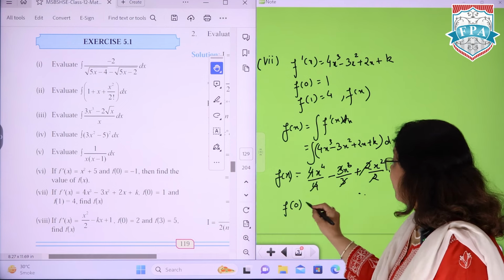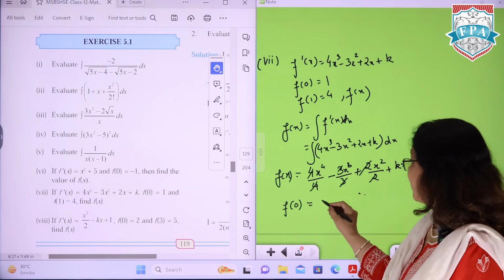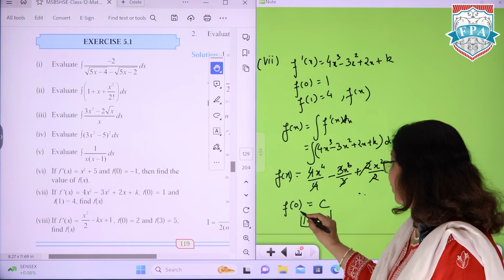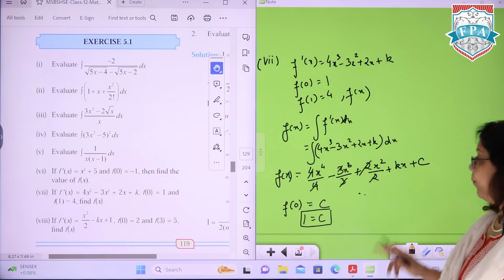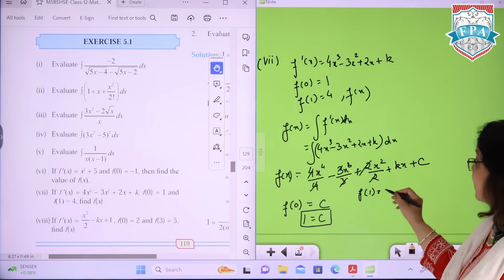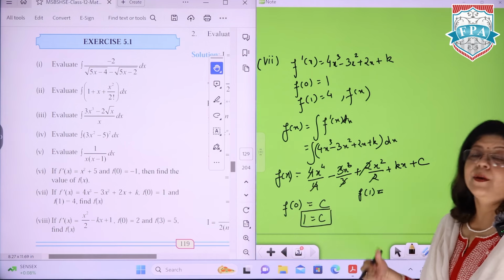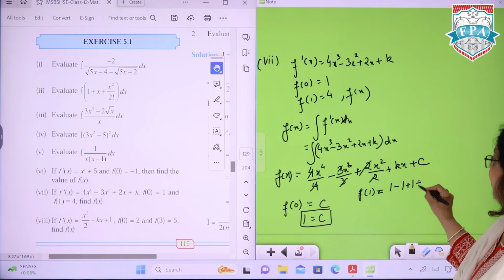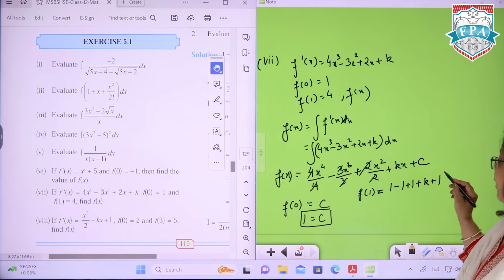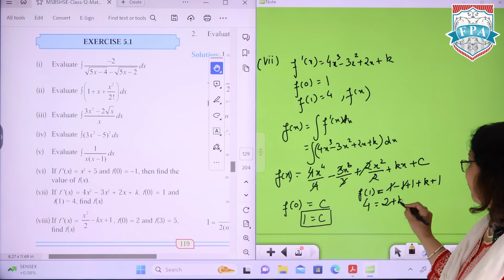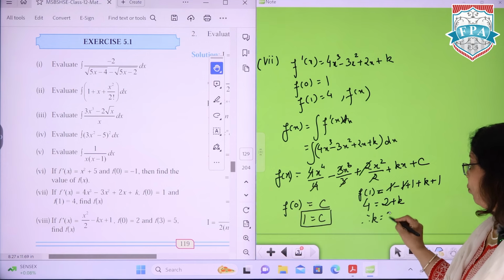f0 is given. So we'll put that when everything is 0, you are just left with c, and f0 is given as 1. So we get the first value, that c is 1. For the second one, f1 is given. So every position of x will be replaced with 1. So we'll get 1 to the power 4, 1, minus 1, plus 1, plus k, and plus c, which was already 1. So this value is equal to 4, that's given to you. So we are getting 2 plus k, and therefore k will be equal to 2.